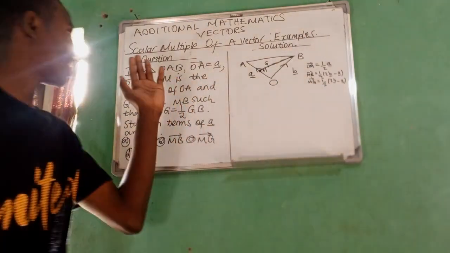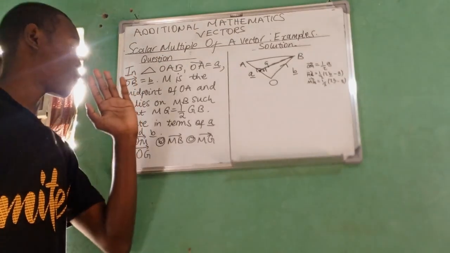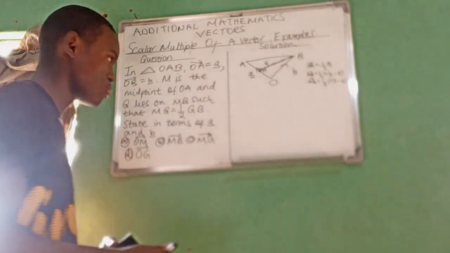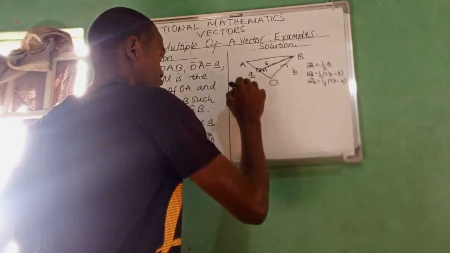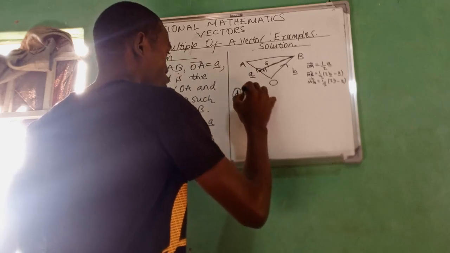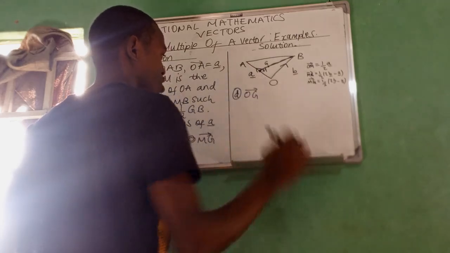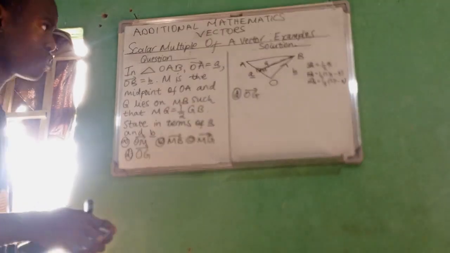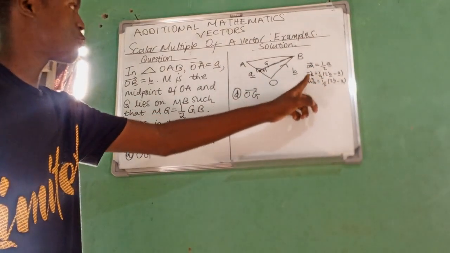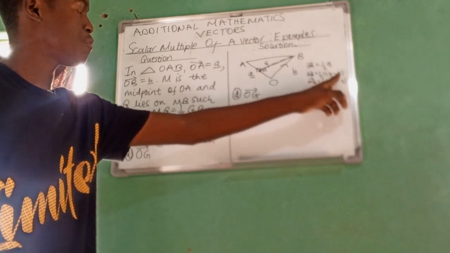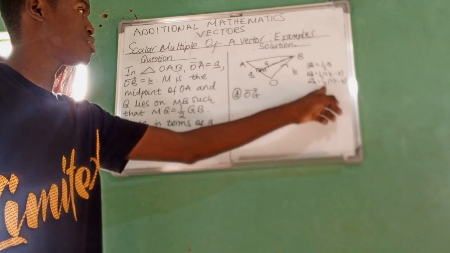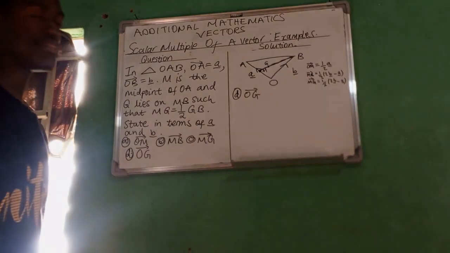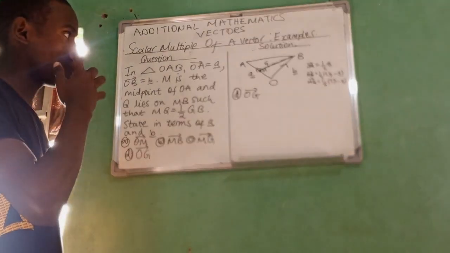This is a scalar multiple of a vector. We have done A, B, C, and in this video I'm going to do D. D is OG, so we are going to go from O to G. In the prior videos we found all this: OM is half of A, MB is half of 2 of vector B minus A, MG is 1/6 of 2 of vector B minus A. That's what we did in the prior videos. In this video we're finding OG.